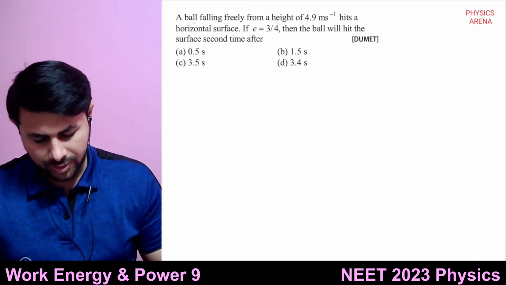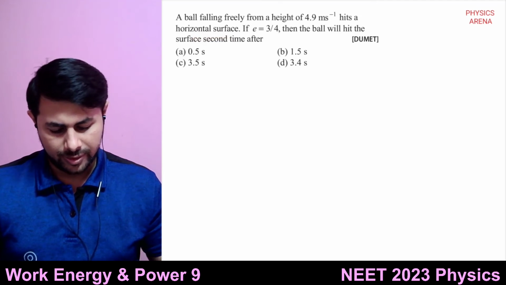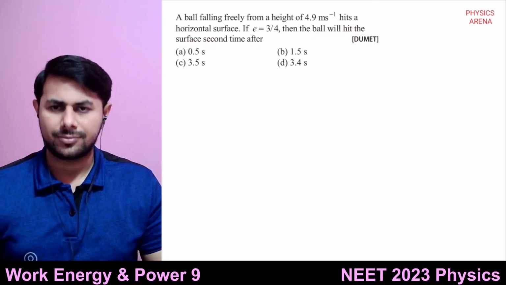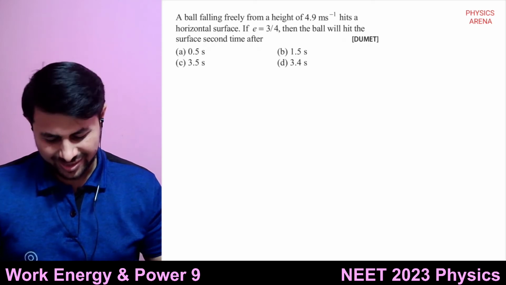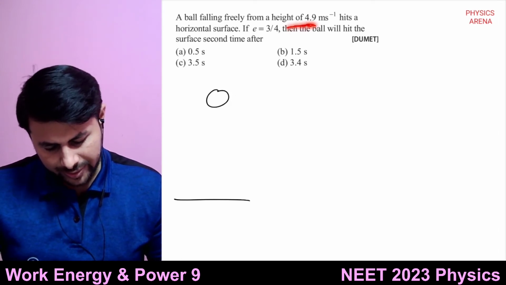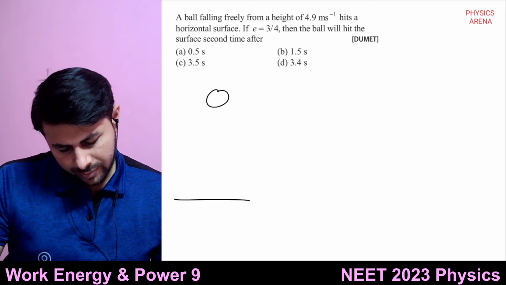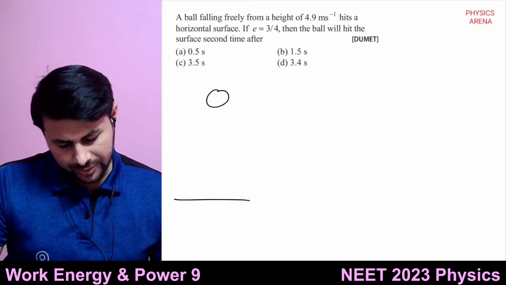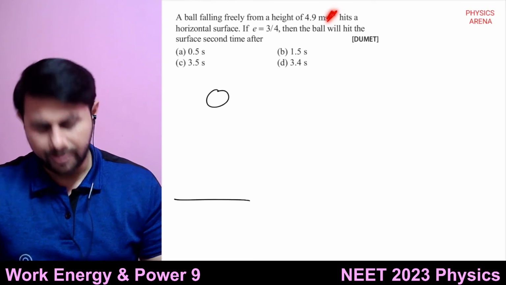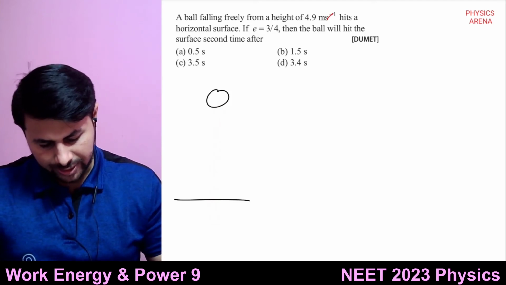Let us see next question. A ball falling freely from a height of 4.9 meters hits a horizontal surface. If e equals 3 by 4, then the ball will hit the surface second time after. Okay, so this is a good question. There is a ball which is released from a height of 4.9. Actually this is not meters per second, it should be meters, right? It falls from this height 4.9 meters.